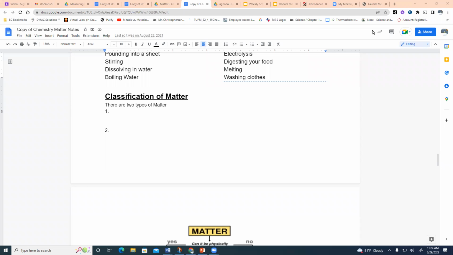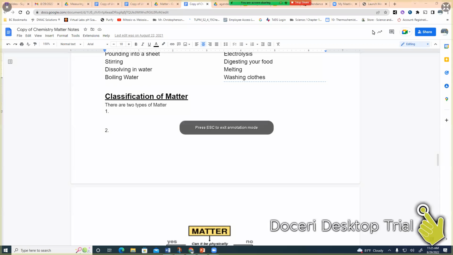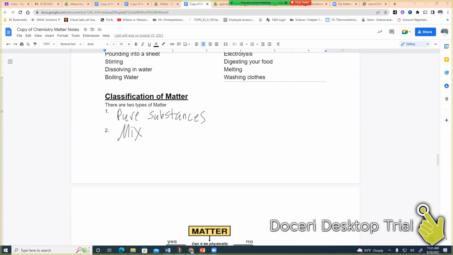All right. Right here at the bottom of the page is where we're starting, and we'll get through all of them. So the two blanks right there are exactly what I asked on the journal today. Mixtures and pure substances, that's right. Pure substances. Those are kind of the first way that we divide matter.